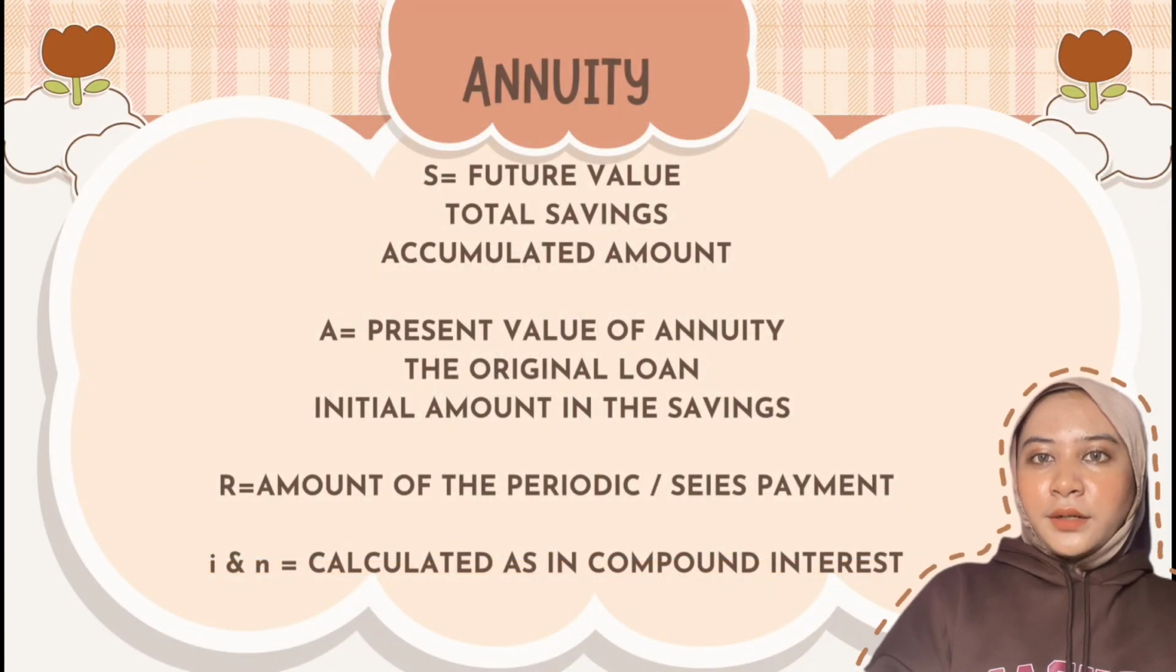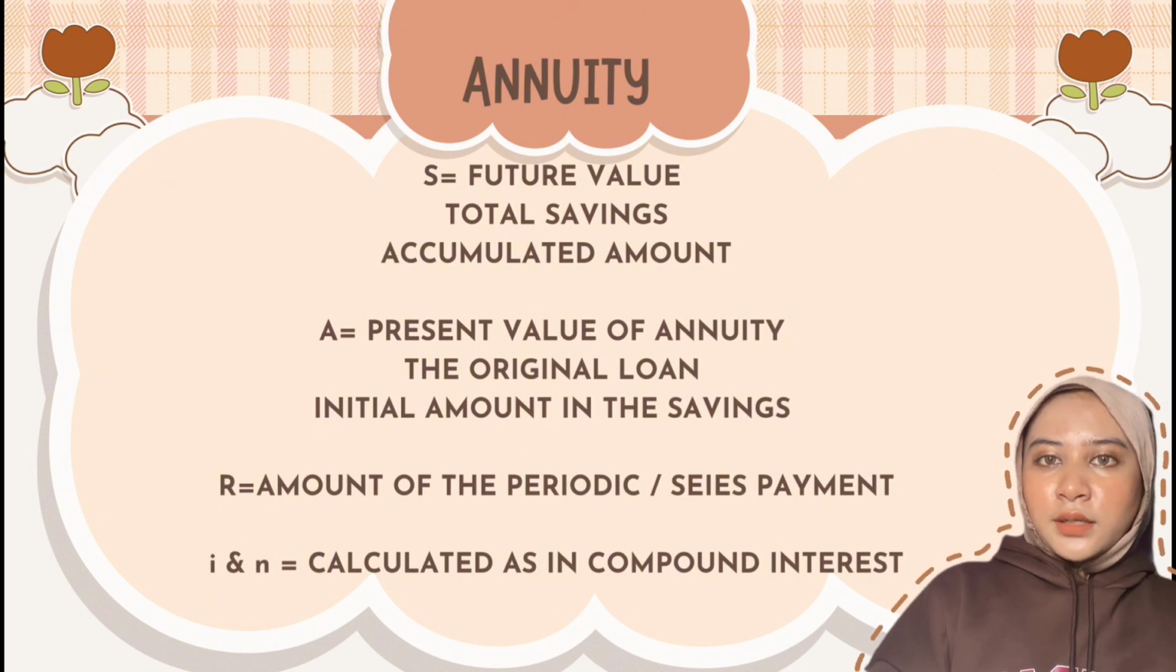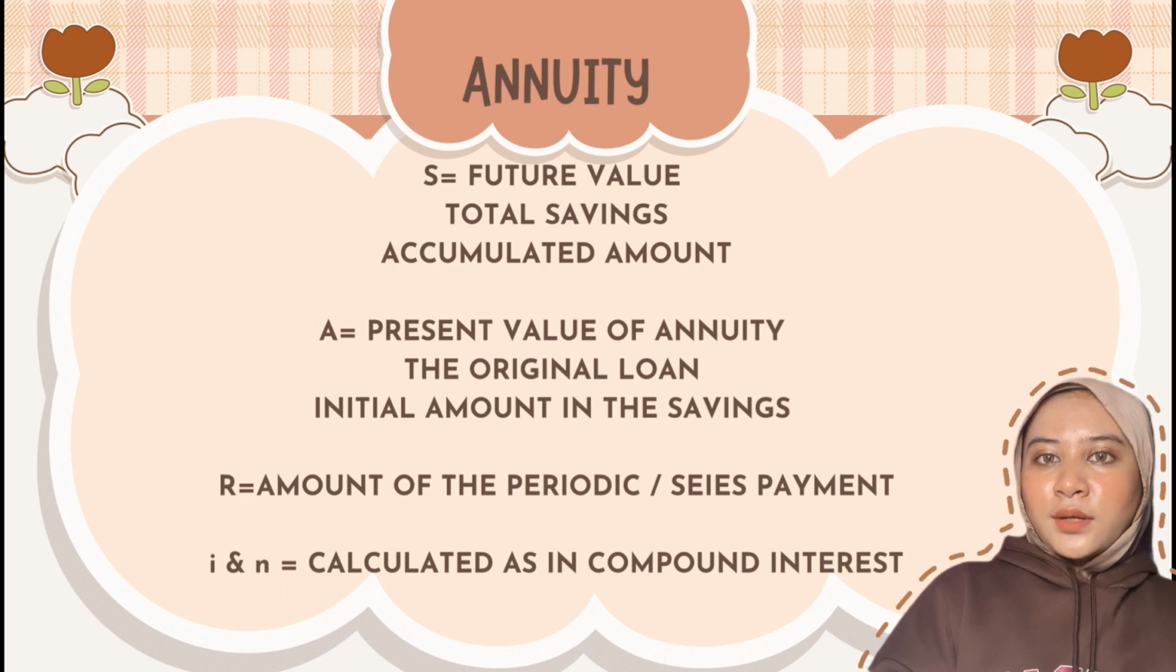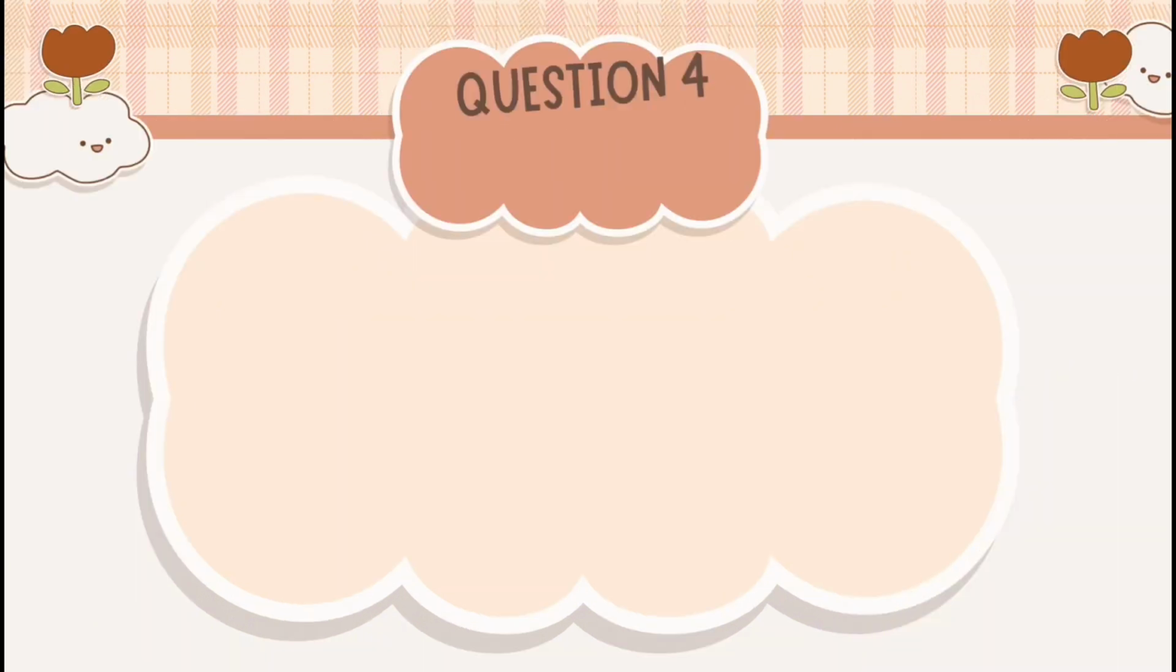In this chapter, we need to understand four things. In the formula, we use S for future value, or we can call it total saving and accumulated amount. A is the present value, which in the question is always mentioned as loan. R signifies the amount of periodic payment. i and n are calculated as in compound interest.